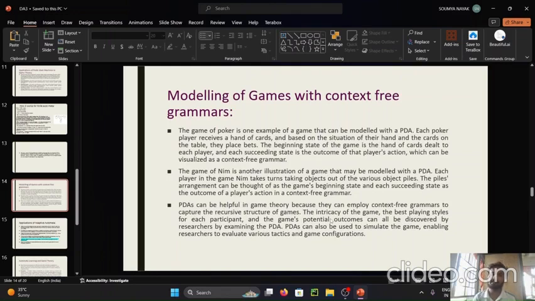The game of poker is one of the examples of a game that can be modeled with a PDA. Each poker player receives a hand of cards, and based on their hand and the cards on the table, they play their bets. The beginning state of the game is the hand of cards dealt to each player, and each succeeding state is the outcome of the players' actions, which can be visualized as a context-free grammar.